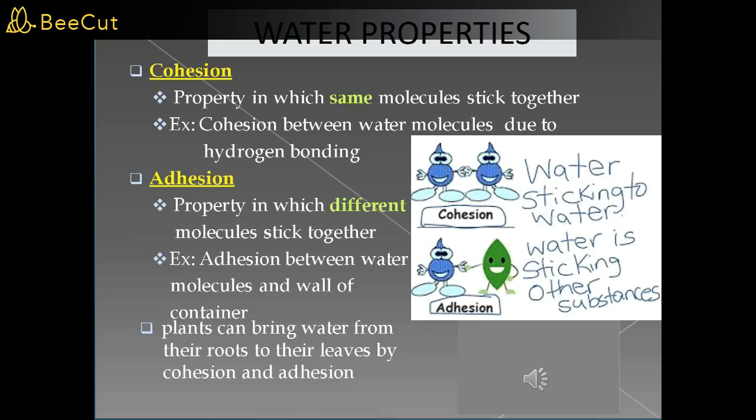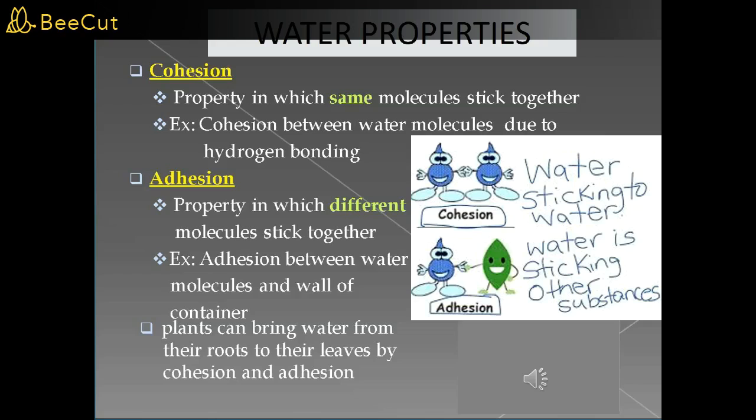Okay, we look at the first water property. The first water property is that water has cohesion and adhesion property. What is cohesion? Cohesion is when the same molecules stick together. For example, one molecule of water sticks to another molecule of water. Next, adhesion. Adhesion is when different molecules stick together. For example, one water molecule sticks to another substance, or adhesion occurs when water molecules stick to the wall of a container.